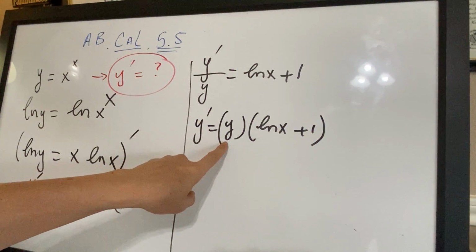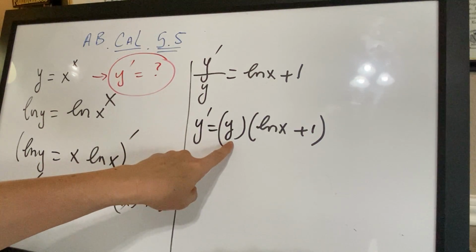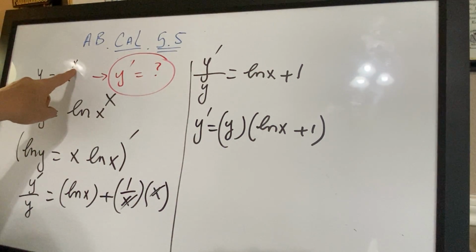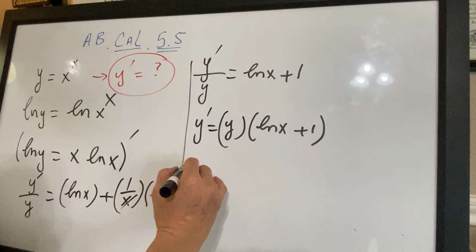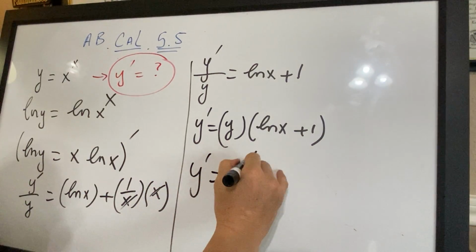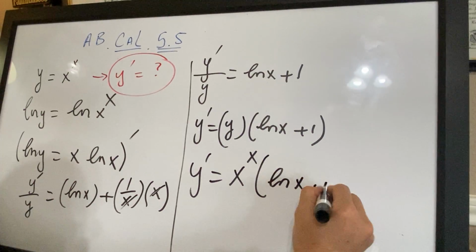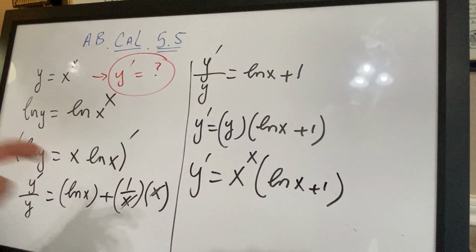You want to put y prime all with respect to x. Technically, plug in y equals x to the x itself. x to the x, that's what y is. Now, my solution is done. Done deal. You see it? Good. We're done with example 5.